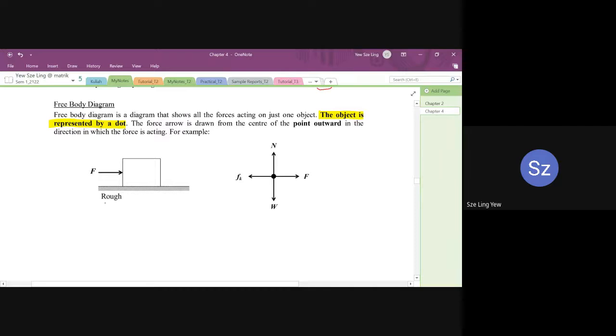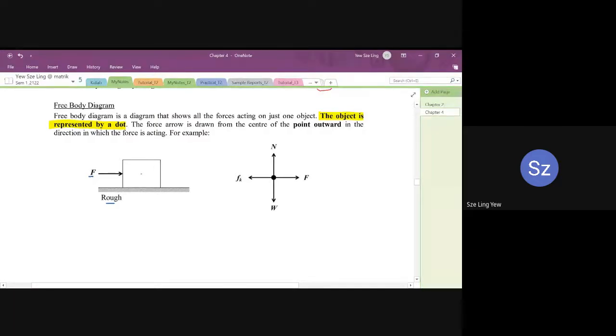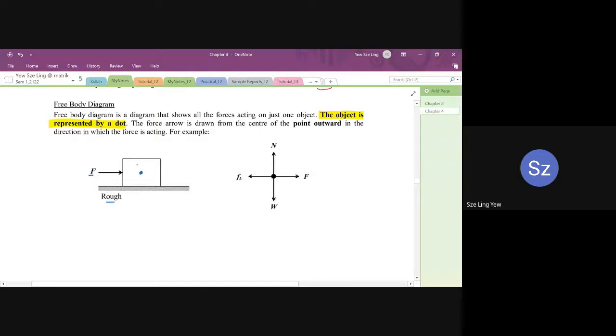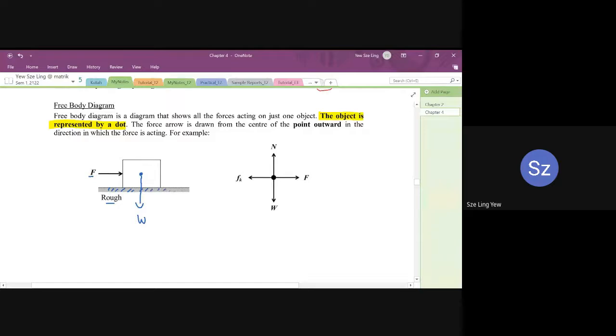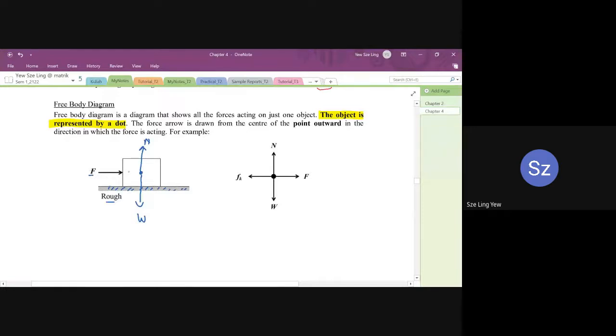If you have a rough surface and a pushing force from the left, what are the forces acting on my object right now? This is the center of the object. Try to ask yourself those 5 questions. Every object comes with weight, that is what we know, so weight is going down. The second thing, is it in contact with the surface? Yes, it is. Therefore, we know it comes with a normal force. Now you have an external force that is pushing it. When you push an object, the force will come out from the other side. That is what I told you just now.